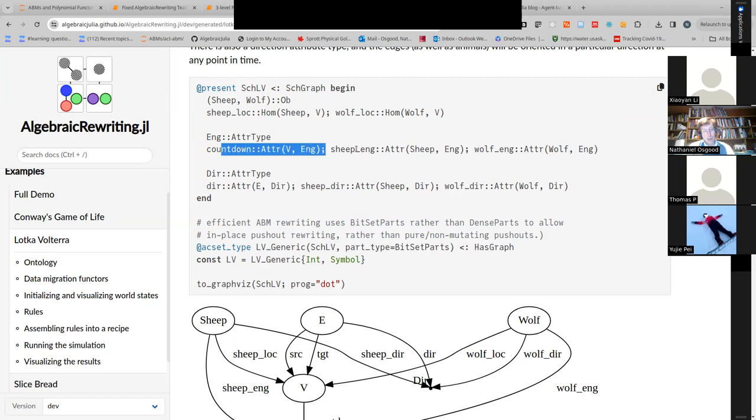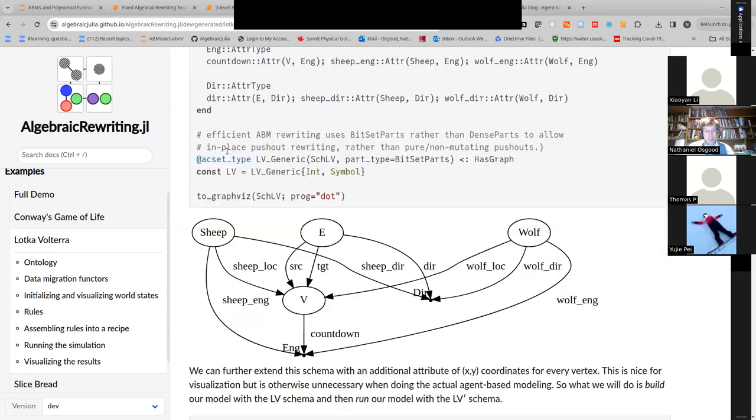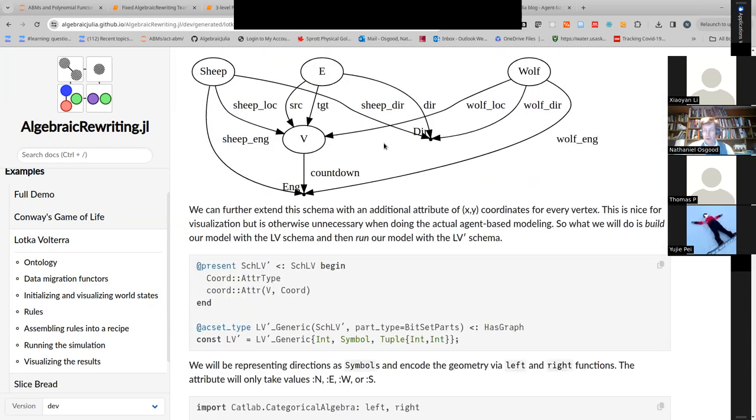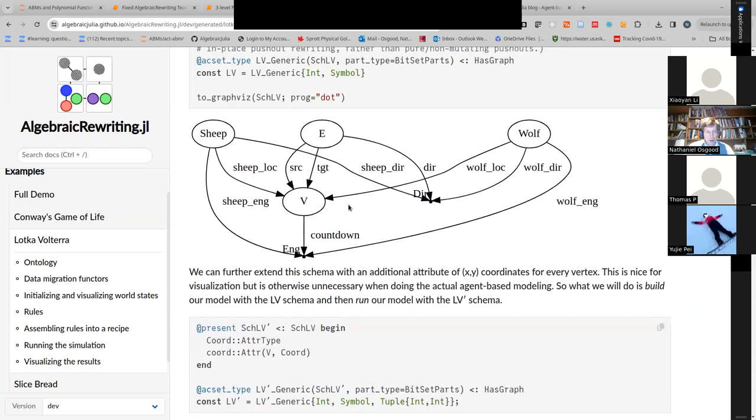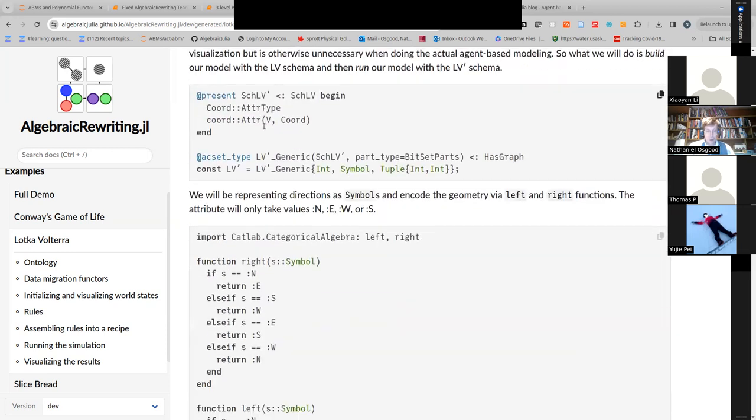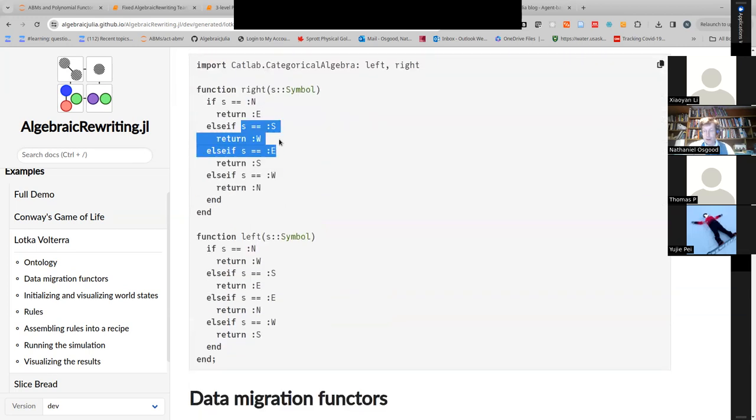And grass, beyond sheep and wolves having energy, grass has a countdown value, which counts the number of steps until that grass is fully regrown. And so, there's this nice presentation of this category here. And then we can extend it with coordinates. And there's a set of basic logic, which I would have hoped could be declared more declaratively, but is at least defined in a pure function here, where if we have a direction, we can turn right from it.